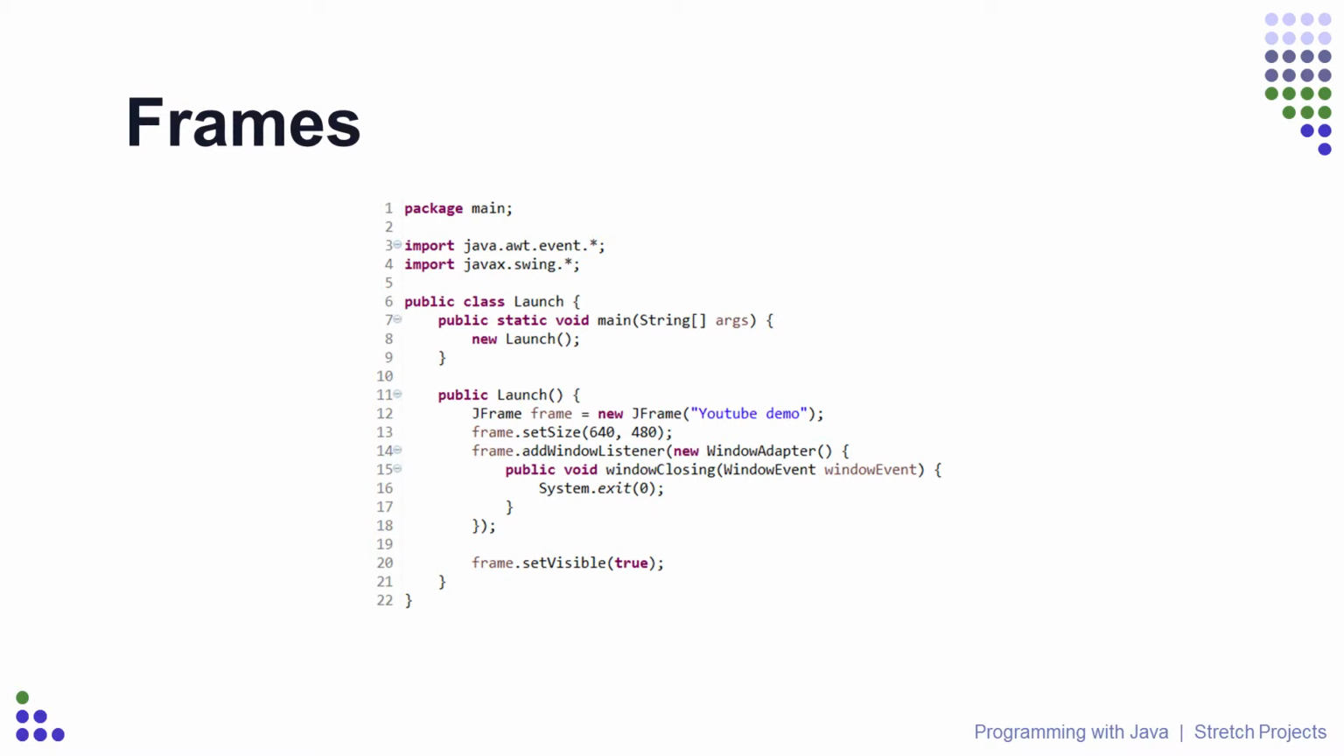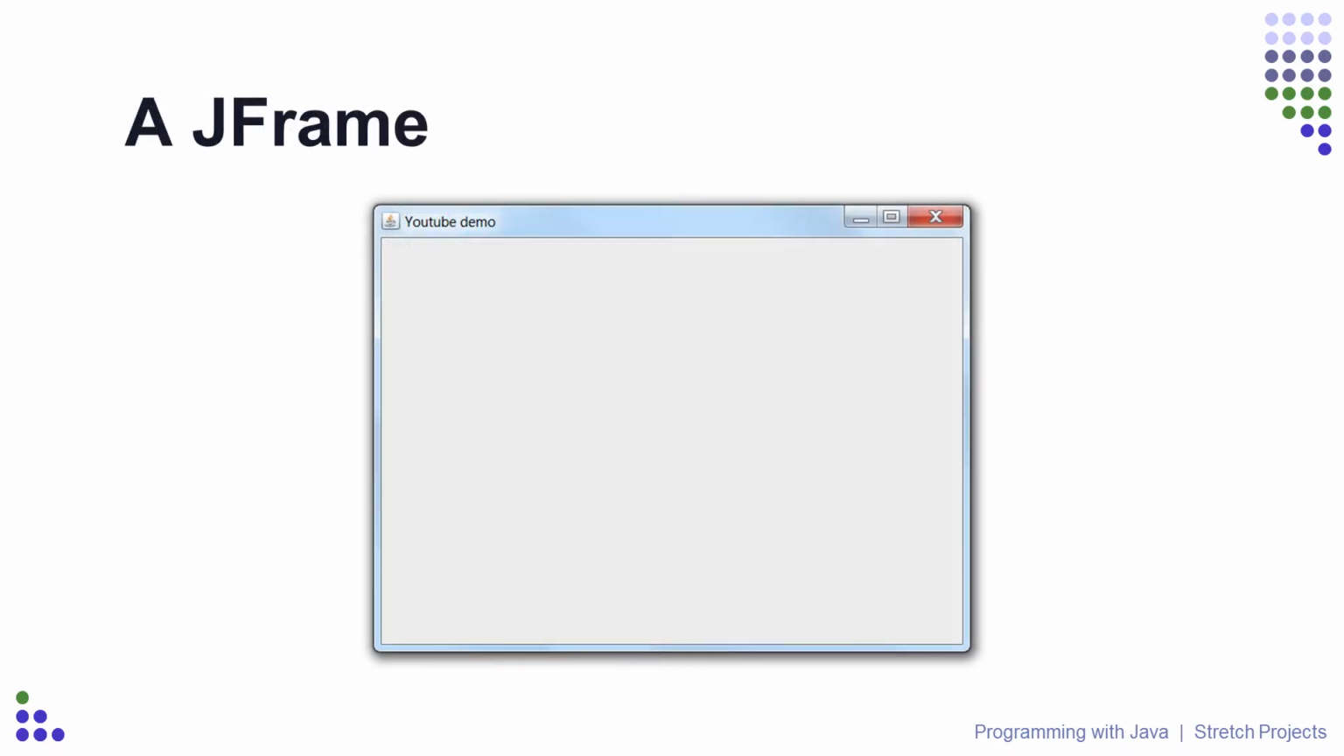Set visible shows the user the frame. It's hidden from the user by default. The idea is that you set up all of the buttons etc. for the frame before you show anything to the user, rather than showing little pieces of the frame to the user as you're adding the buttons progressively. If you were to run this code, you would get a blank window like this.